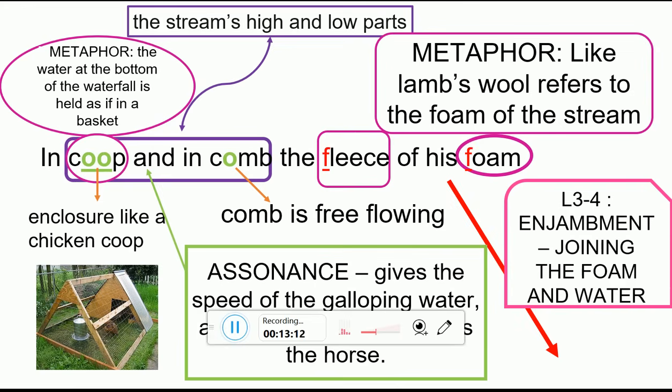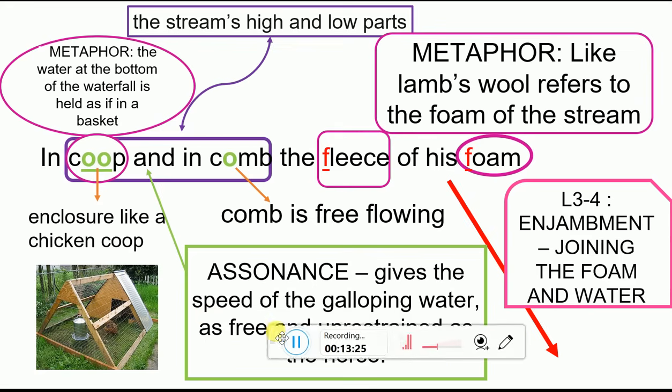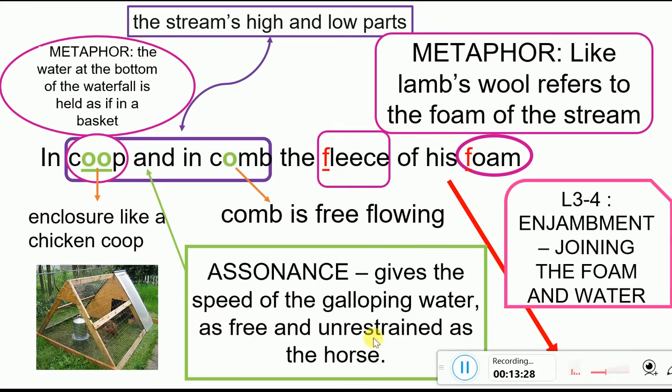And then with comb, it means that the water is flowing how? Freely. And then in coop, it means in an enclosed manner, as if in a circular manner. That is how the water flows. And then indeed, we also see assonance, which gives the speed of the galloping water as free and unrestrained as a horse. Remember, in the opening lines, the water was compared to a galloping horse, to emphasize the energetic speed at which the water from the stream is flowing from the high field downwards to the pool or to a river.